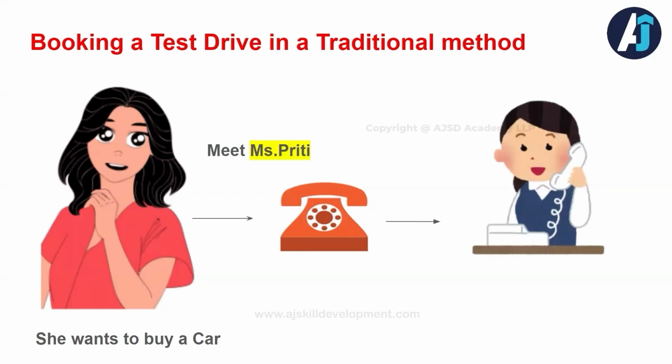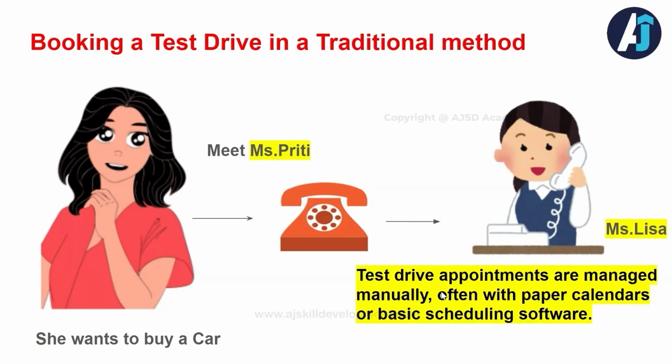In the company, there is a sales representative, Miss Lisa. She responds to Miss Preeti and gets information from her. How is she getting the information? She's getting it in the form of paper records. She gets all the information and books an appointment in the paper records.